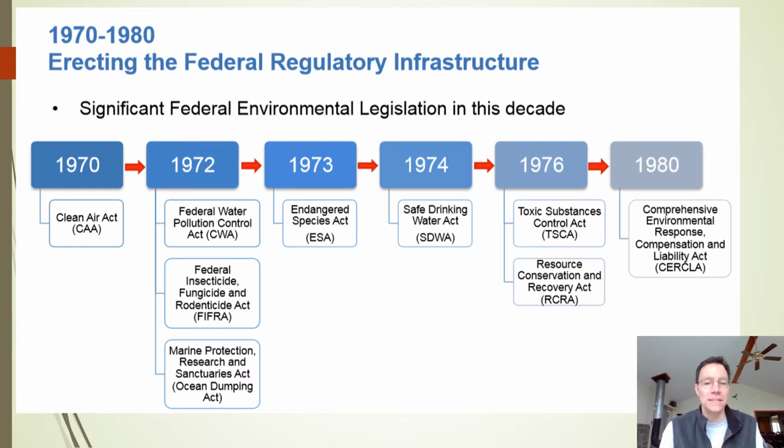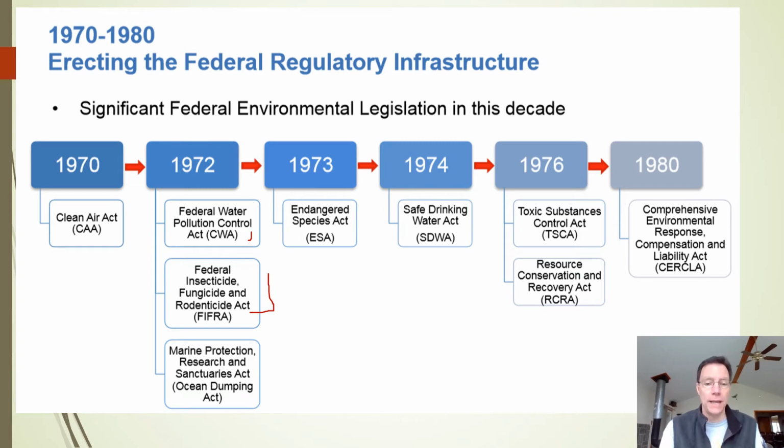But the Clean Air Act in 1970, the Water Pollution Control Act, or what's commonly called the Clean Water Act, in 1972, FIFRA, the Federal Insecticide, Fungicide, and Rodenticide Act. This was finally a law that controlled some of those pesticides that we talked about that historically had some real problems with some of the chemicals we were using.